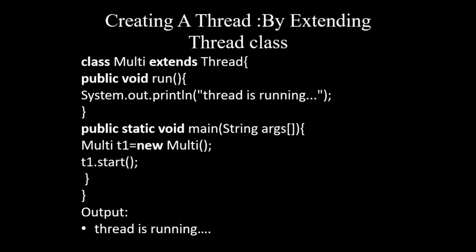Yeah, welcome. So in the last lecture we discussed how to create a thread by implementing the interface Runnable. In this lecture we'll be discussing how we can create a thread by extending the class Thread, right? So here is a very basic example of that. I'll brief that, and later we'll discuss one example program practically.